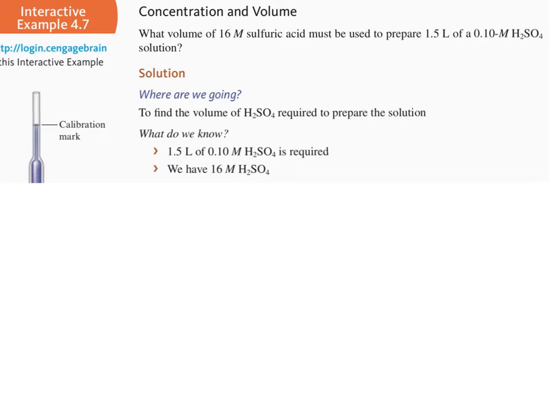Okay, I'm going to show you how to do a dilution similar to how we did in the lab. In this type of problem, we're given a molarity, we're given a volume, and we're given another molarity. So the easiest way to solve this problem is using the formula M1V1 equals M2V2. M is the molarities and V is the volume.